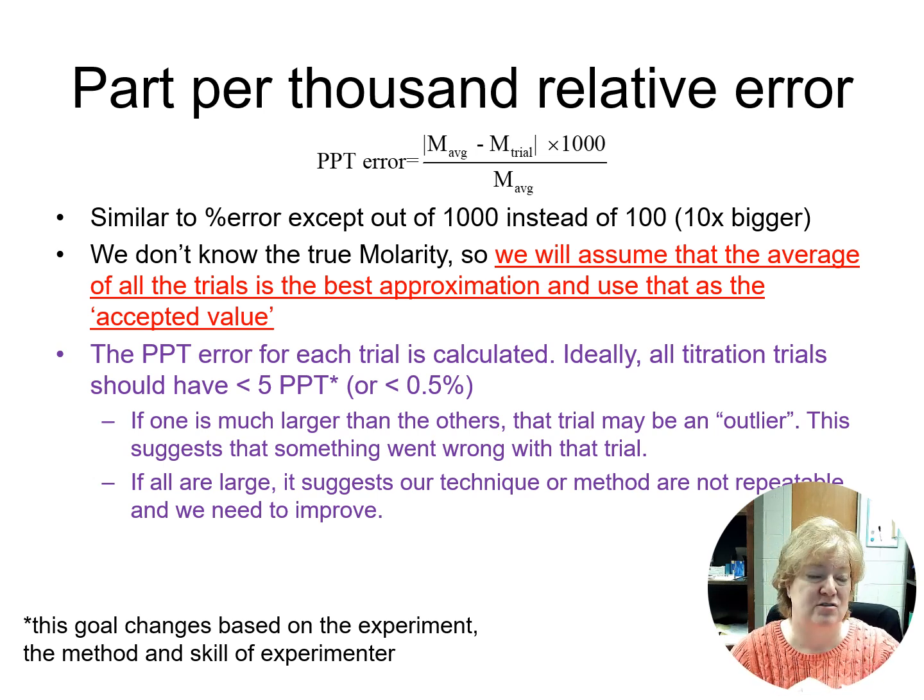If they're all large, it suggests I can't get close. Like I just have darts all over the dartboard and I'm not close. I don't know which one is good. That's suggesting we really need to clean up our technique, as opposed to one thing going wrong on one trial. It's saying in general there's not a very consistent result in what we're doing. The value we're looking for changes per task.